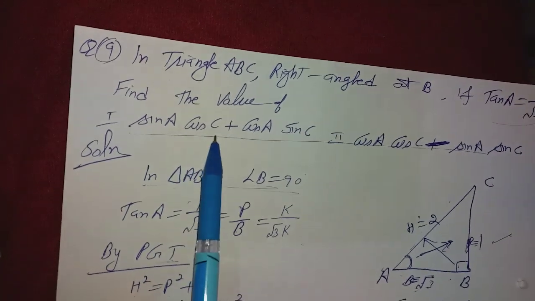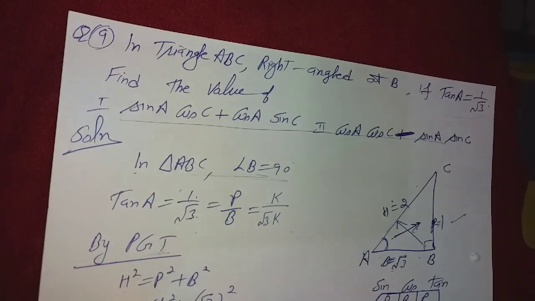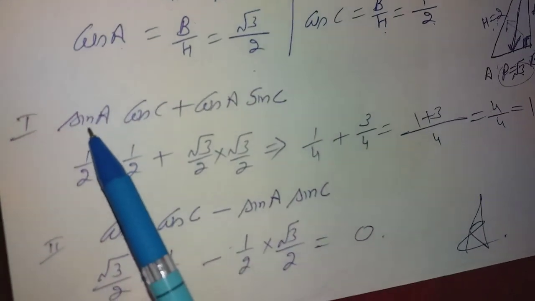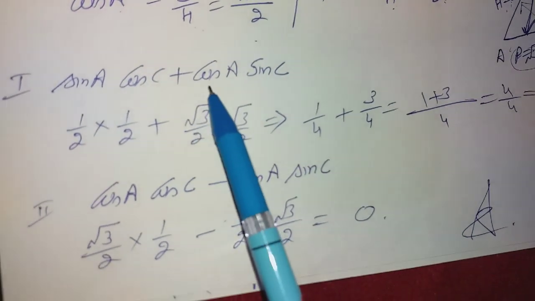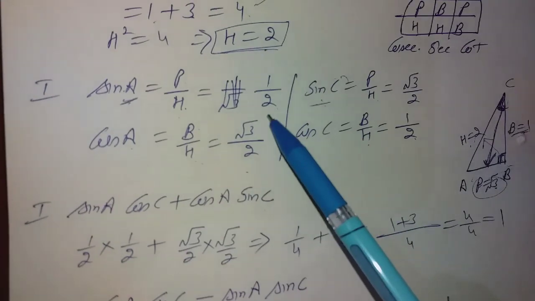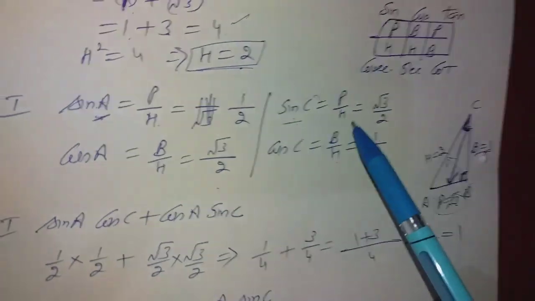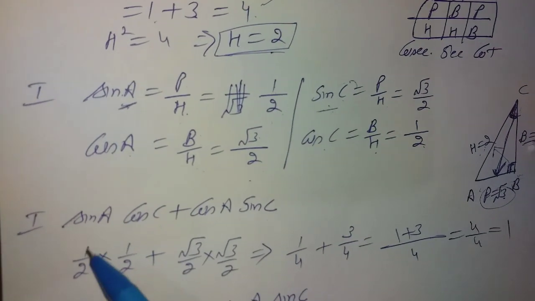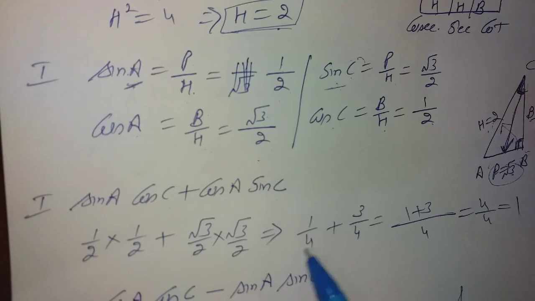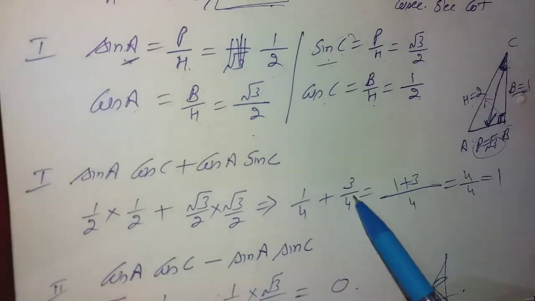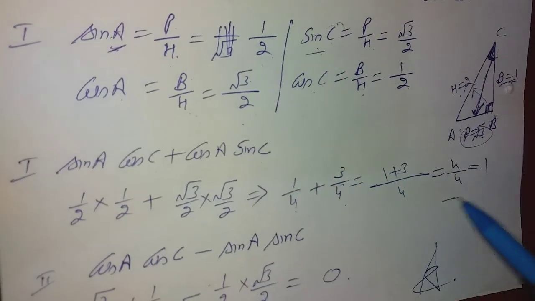So we will go to the first part, calculate sin A cos C plus cos A sin C. You have every value, so we will put here sin A is 1 by 2, cos C is root 3 by 2, and so on. After putting in the values you will get 1 by 4, root 3 multiplied by root 3 is 3, and 2 times 2 is 4. So after solving you will get 1.